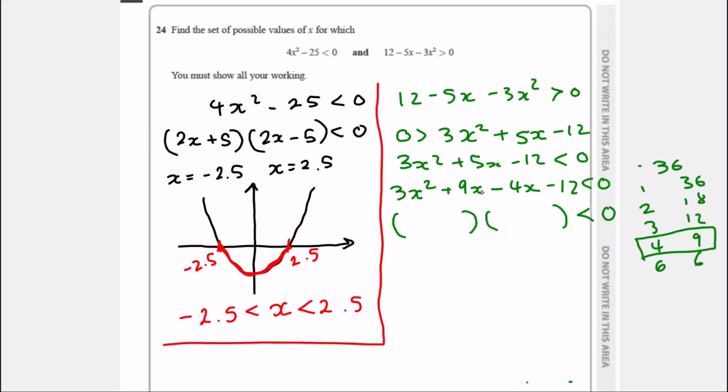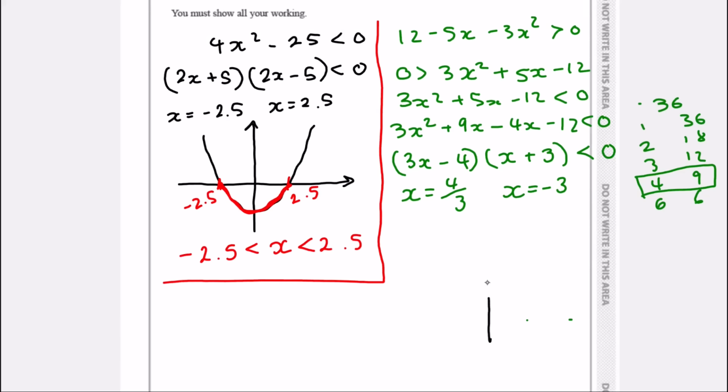So what can I take out of the first two? They've both got 3x in them. And then 3x times something is 3x squared. That's x. 3x times something is 9x. That's 3. Something times x is minus 4x. That's minus 4. And minus 4 times 3 is minus 12. So x, what makes the first bracket 0? 4 thirds. The second bracket, negative 3.